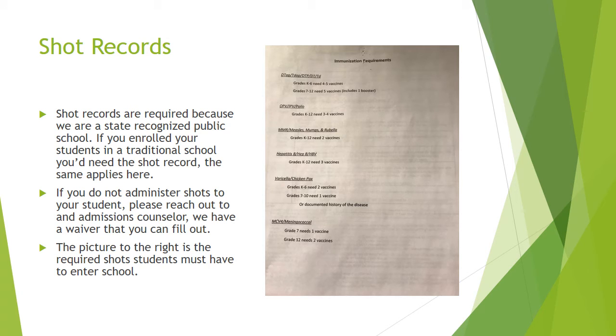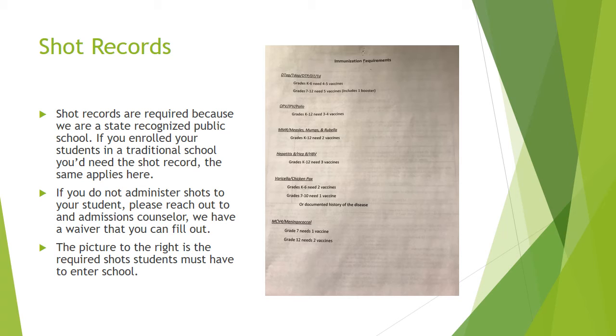Shot records. So you're probably wondering why an online school is requiring your student to submit shot records. Just like a traditional school, we are a state-recognized public school, so we will need to see the shot records as we adhere to the same standards as a brick-and-mortar school. If you do not administer shots to your student, please reach out to your admissions counselor. We do have a shot waiver form that we can have you fill out, which will take the place of the shot records.